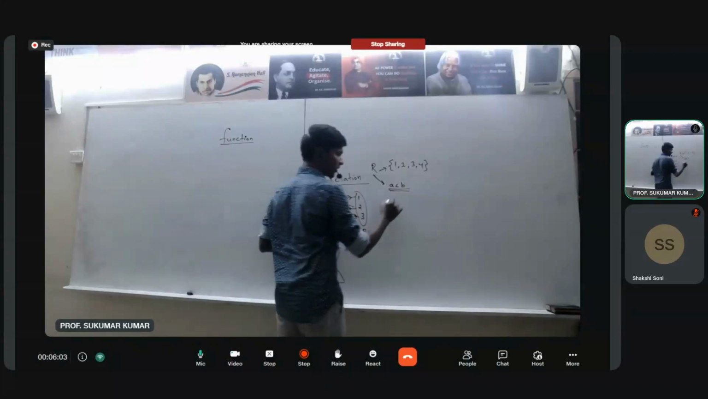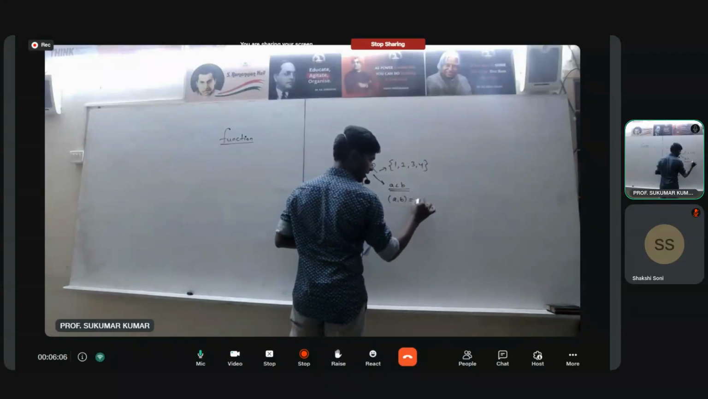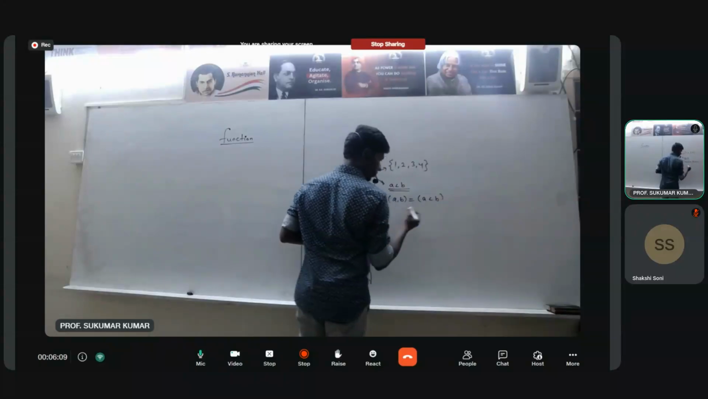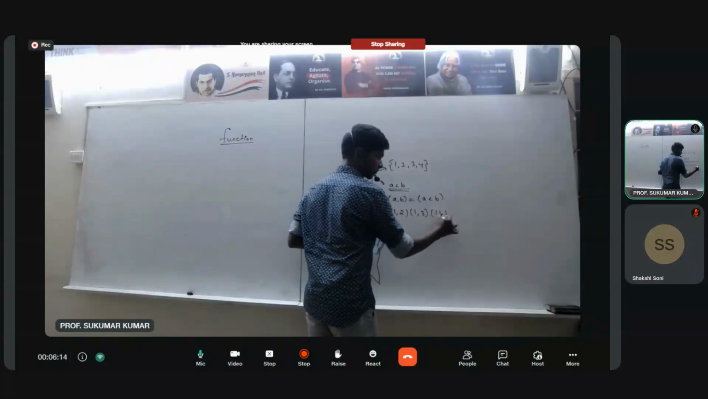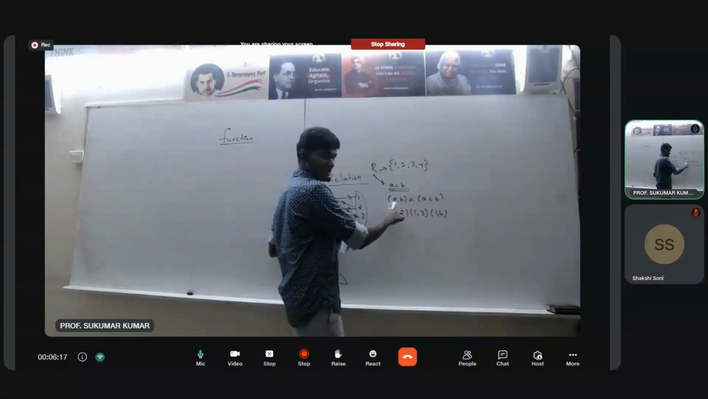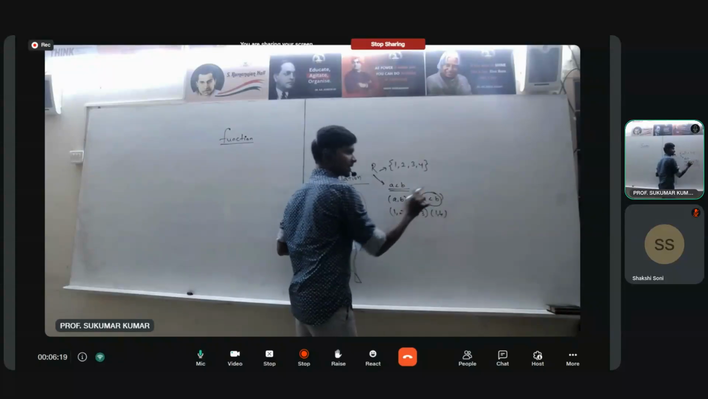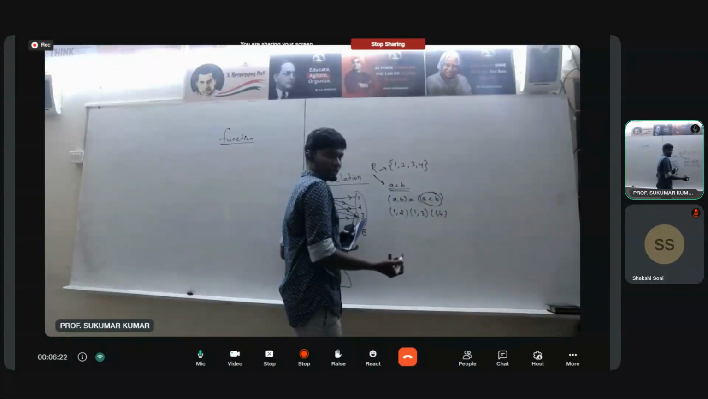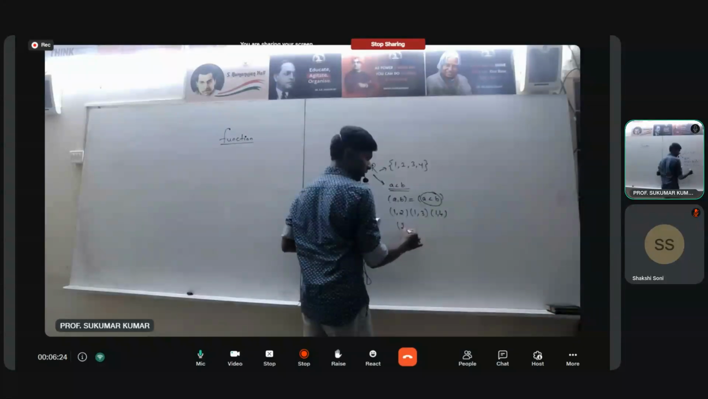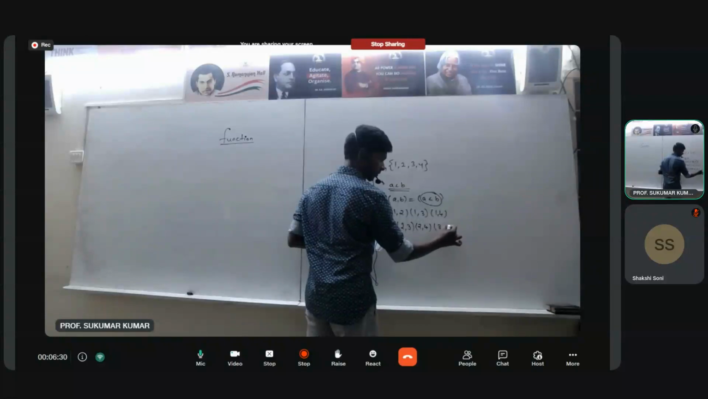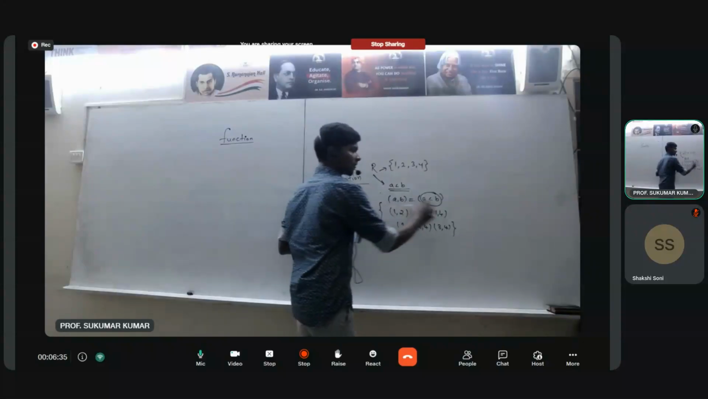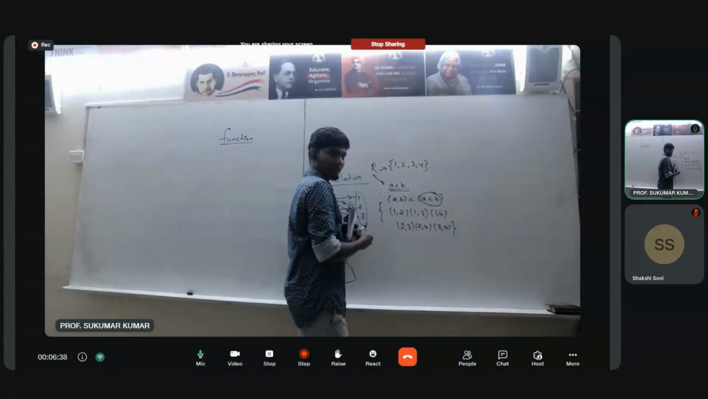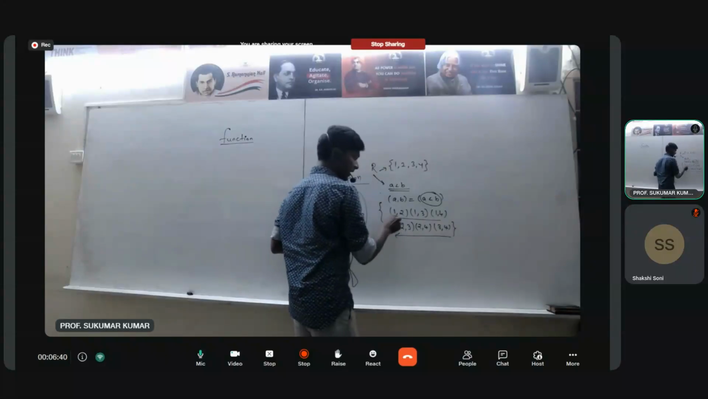This is your relation. The pair will be (A, B), and the relation is A less than B. So we can say (1, 2), (1, 3) and (1, 4), because for (A, B) the relation is A less than B. Then (2, 3), (2, 4), then (3, 4), right? So from this set we can make some ordered pairs, and this is the relation.